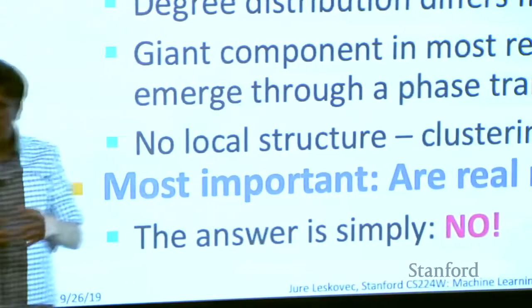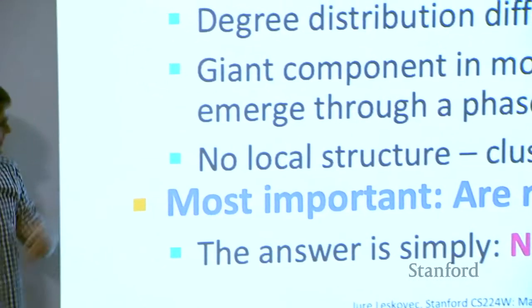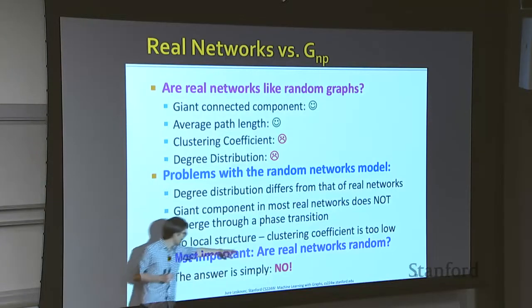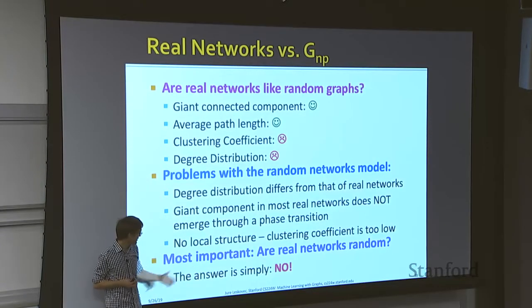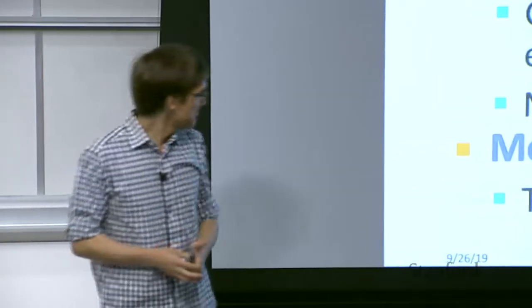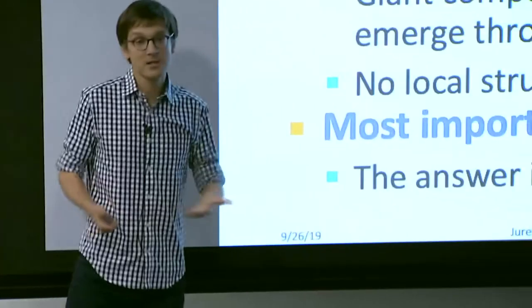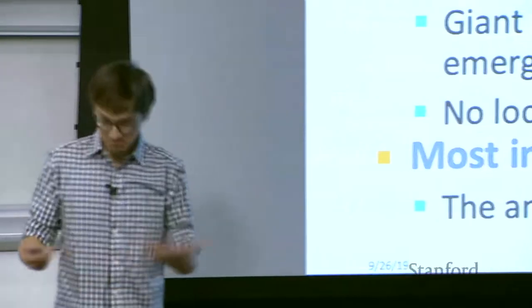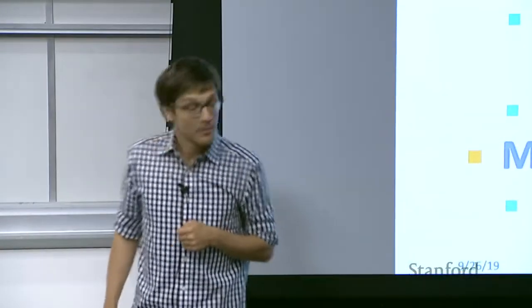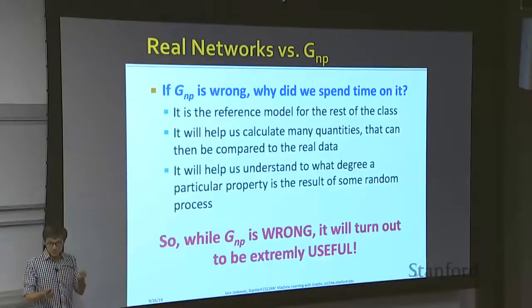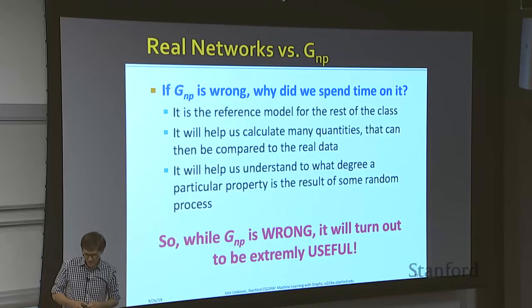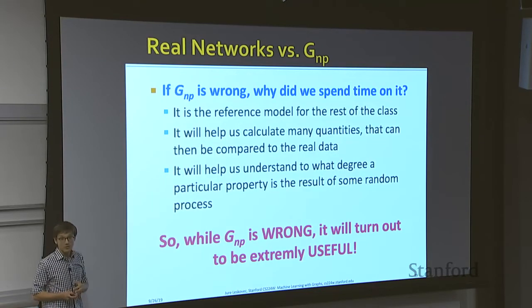This giant component does not emerge through this kind of phase transition that I showed you, and they have no clustering coefficient, right? So are real networks random, like the random graph model? The answer is simply no. So it's not the case. But even though this G(n,p) model is wrong, why did we spend so much time on it?